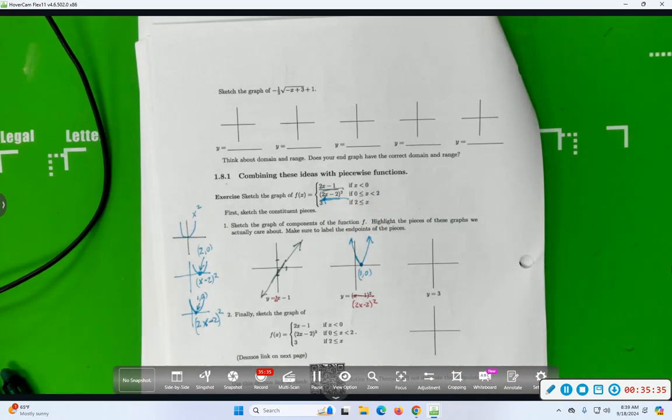Cool. The graph y equals 3, what does it look like? Yeah, right, there's nothing to describe. It's the line at y equals 3.